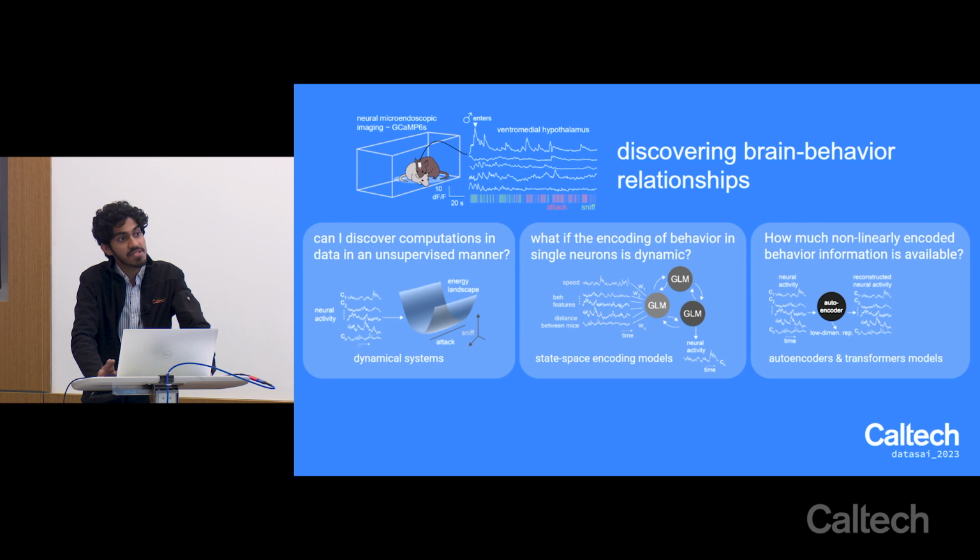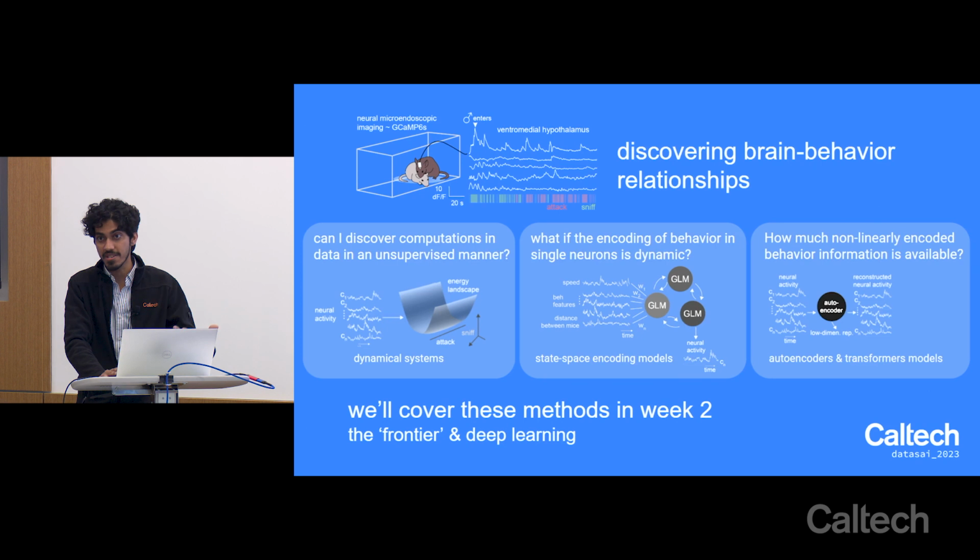You might also ask, is there information encoded in a nonlinear fashion in your data? And you'll use more sophisticated dimensionality reduction approaches like autoencoders and transformers to get at the heart of this. And these are the kind of things we'll cover in week 2. So this is just giving you a flavor about the kind of questions that you might be motivated by when we get to the more machine learning intense portion of our course.